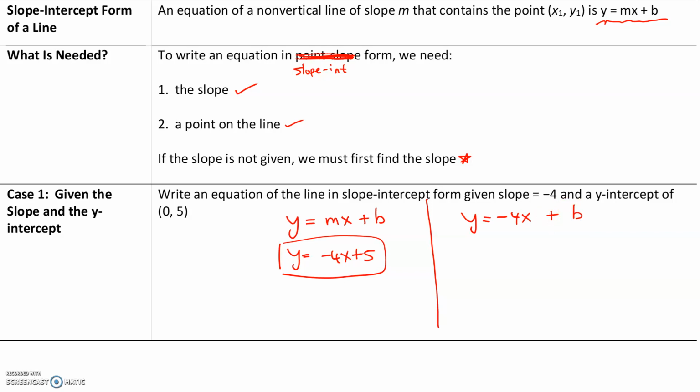Now if we wanted to, we can take the x value of 0 and the y value of 5 and plug them in. We substitute the y with 5, and the corresponding x value is 0, so we substitute the x with 0, and we have b. So we have 5 equals -4 times 0, which is 0, plus b, and we get 5 equals b. Once we get 5 equals b, we plug it into our equation, and we have y equals -4x plus 5.